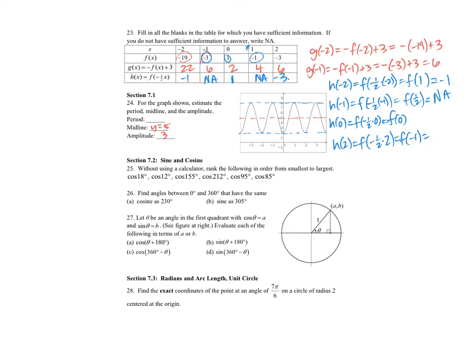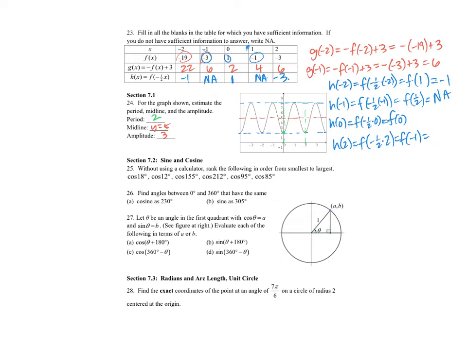What about the period? That has to do with looking from tip to tip. So if I look from peak to peak or valley to valley, I go from 0 to 2. So my period is 2 units until I complete a full cycle.